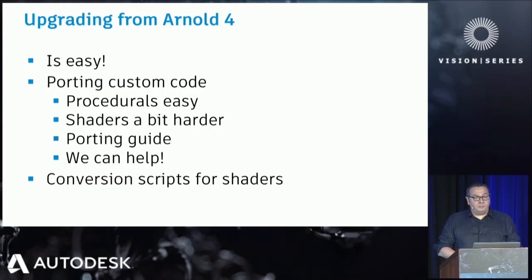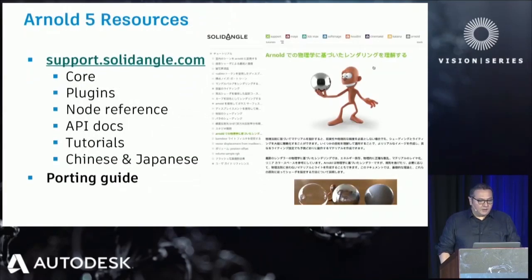If you do have custom code for shaders and procedurals and stuff like this, procedurals are a bit easier than shaders, because lots of things have changed in the API for shaders. But we provide a porting guide with lots of recipes on how you switch from the code. In Arnold 4 it was like this, and in Arnold 5 it should look like this. And of course we can help. Reach out if you have problems, if you have questions. We will help you.